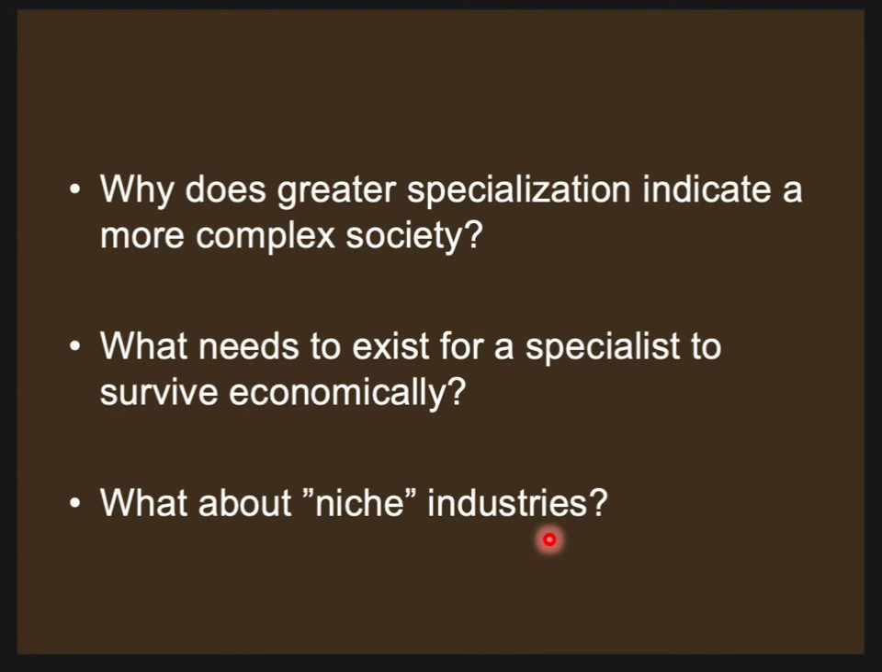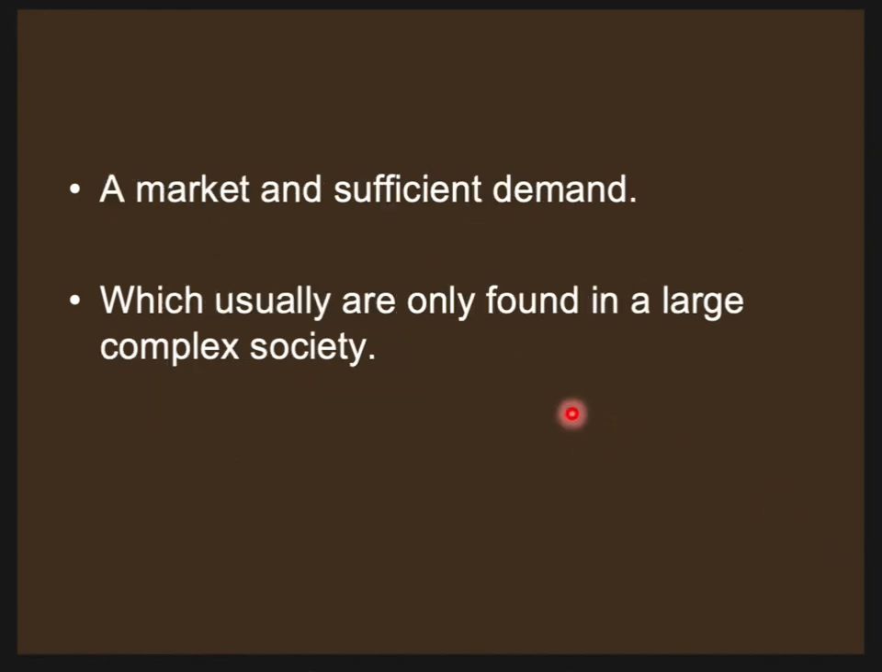In order to have this, as we said before, you need a complex society, a market, and the demand for these kinds of niche industries to survive, something like pottery and things like that. So market and sufficient demand. You're only going to get that in a large, complex society. In a smaller scale society, making certain crafts that are very specific, you may not be able to survive solely on producing that. In a large city, you can survive doing that.